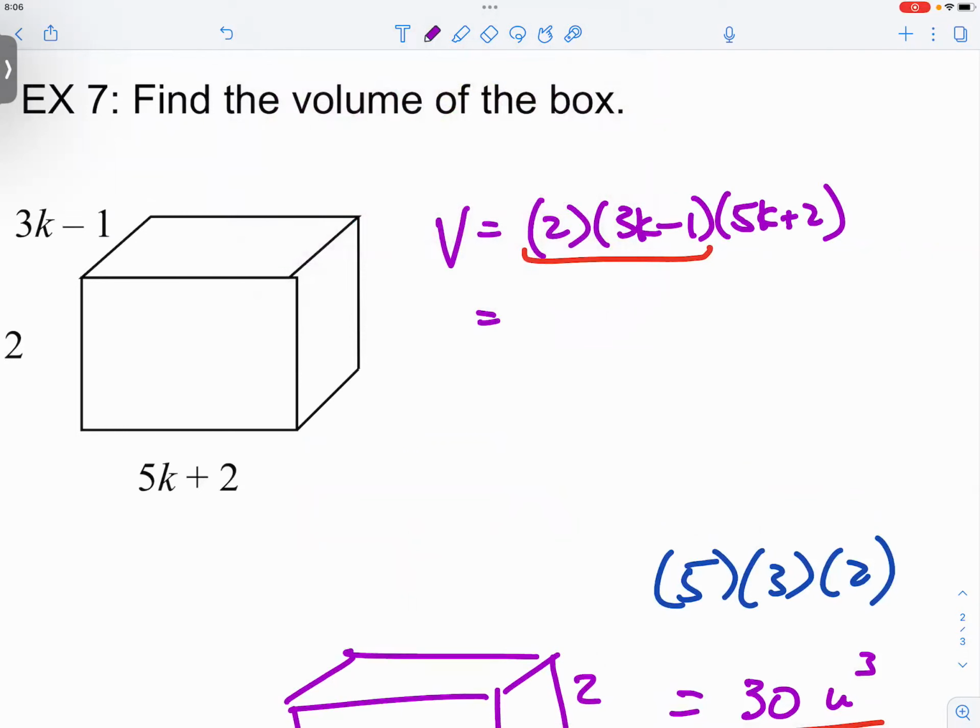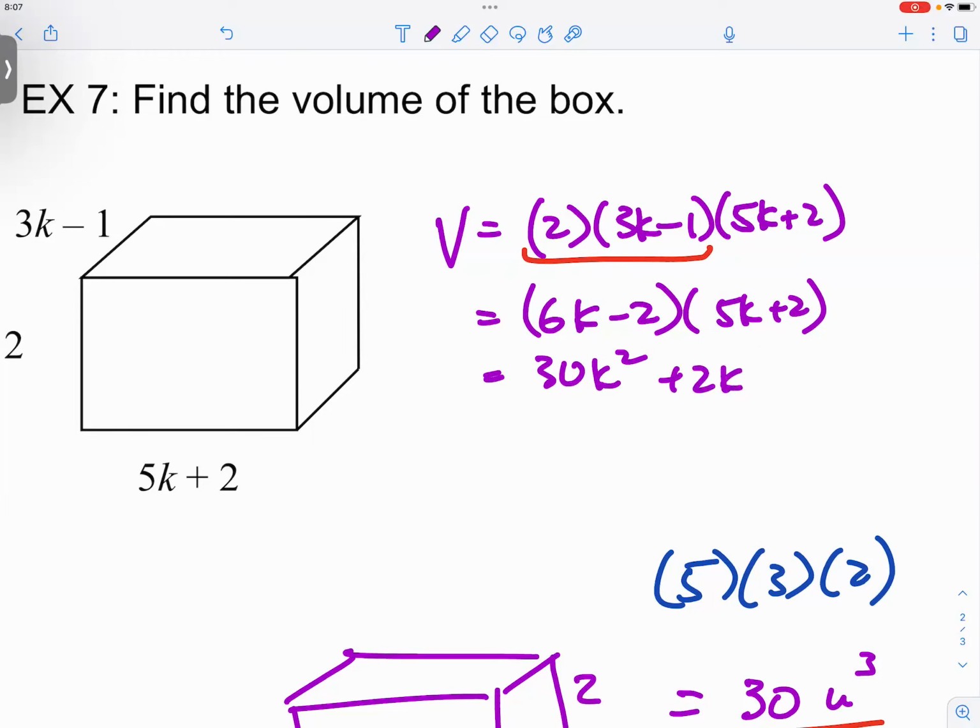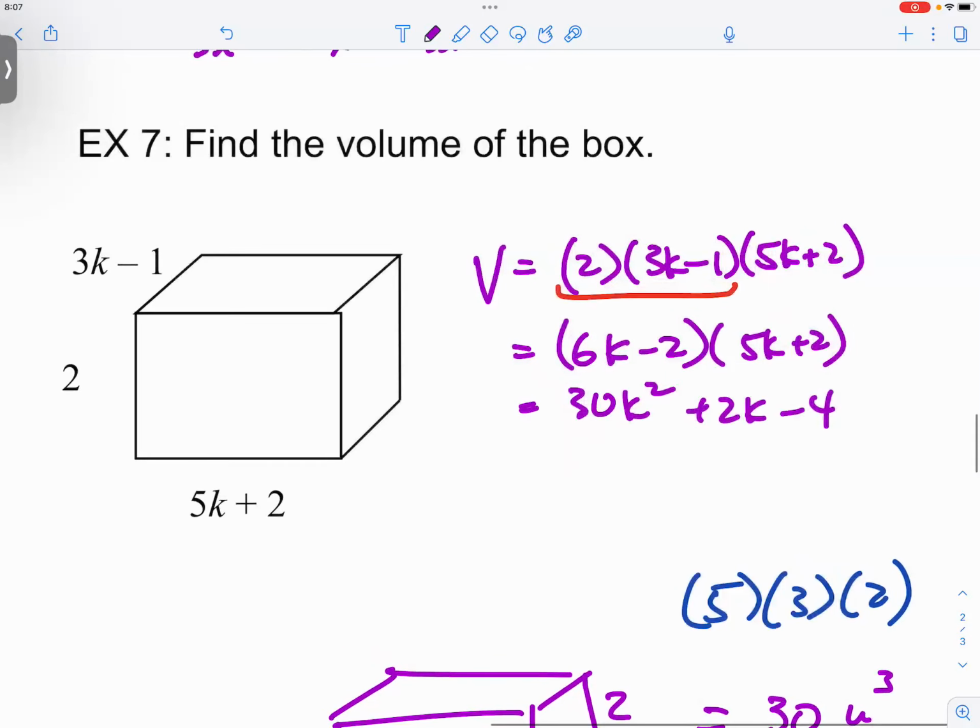So you just go ahead and say, all right, 6k minus 2, and then 5k plus 2. And you go ahead and do the FOIL again right here. There will be 30k squared, and then you have plus 2k, and then minus 4. And that shall be your volume, the expression of volume in terms of k, okay?